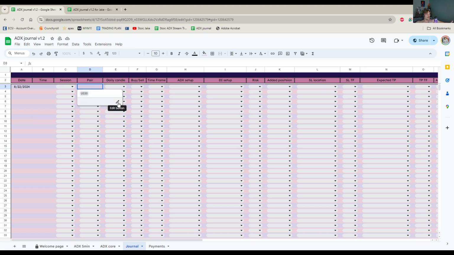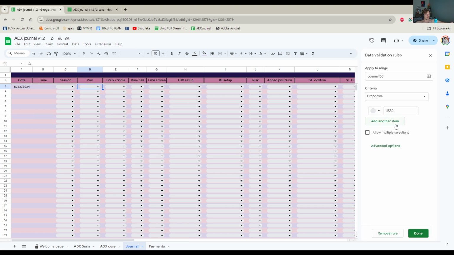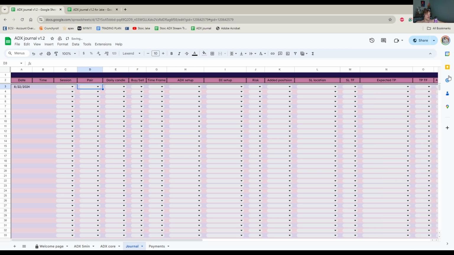If you want to add another pair, you just press this edit button right here, press add another item, and you can just type in what you wanted, like gold, NASDAQ, oil, whatever the case may be. We remove value. I'm not going to add another pair. I don't trade anything but US30.